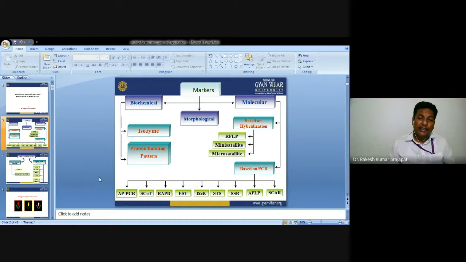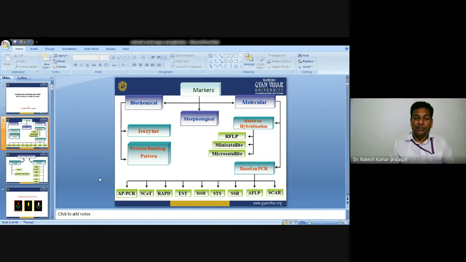In a microsatellite, the repeat unit is small. It may be mononucleotide, dinucleotide (two nucleotides, like AA, GG), trinucleotide, or tetranucleotide. So a small repeat unit is there in a microsatellite, and that is repeated 10 to 50 times or more. That complete repetitive unit is known as a microsatellite.